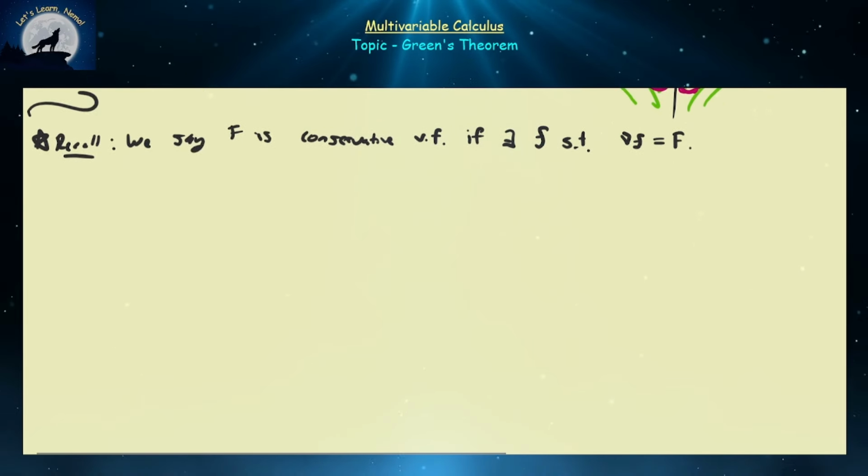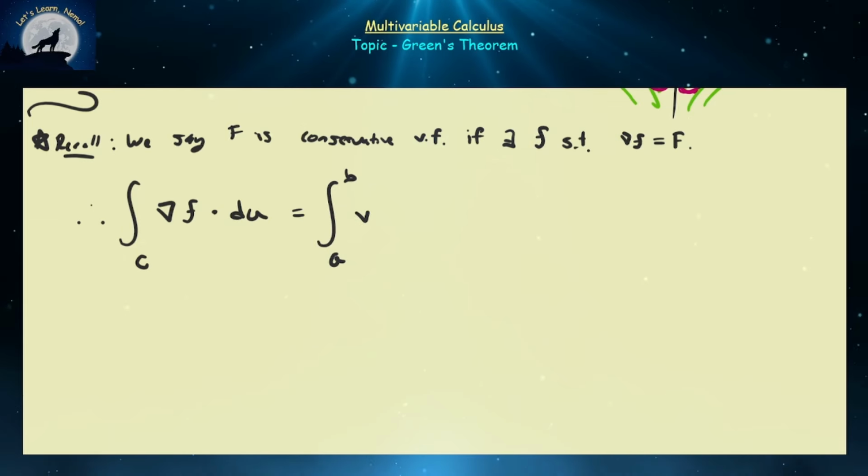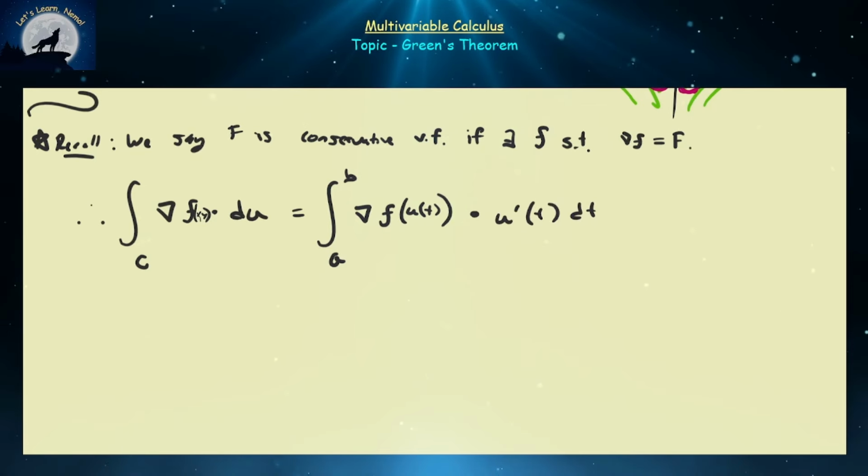So let's assume that we're working with a conservative vector field. And let's assume that we have some path C that's parametrized by some function u. So what is this going to be? That means this is going to be equal to the integral from a to b with respect to t of the gradient of f, and keep in mind this is of x, y, and then we're going to replace x, y with u of t, and then we're going to dot product that with u prime of t dt, because that's what the differential of u is equal to.